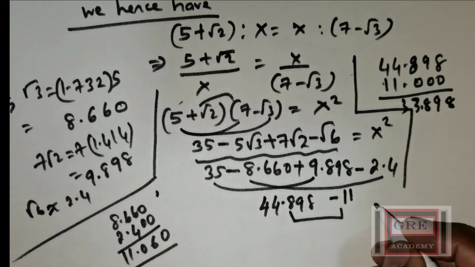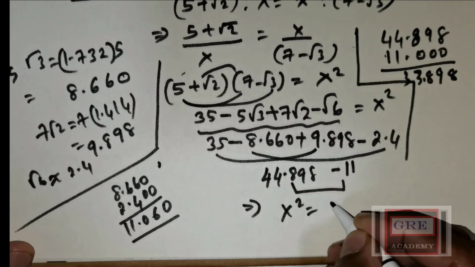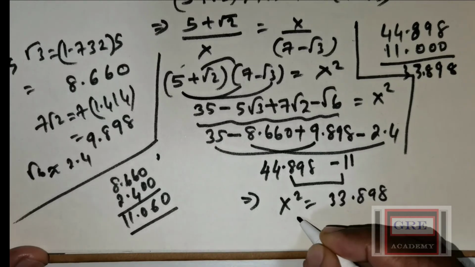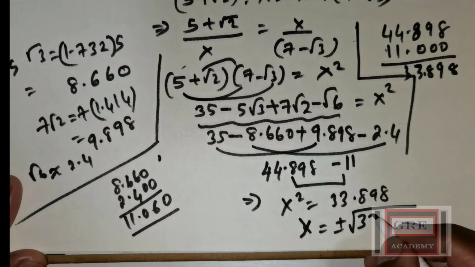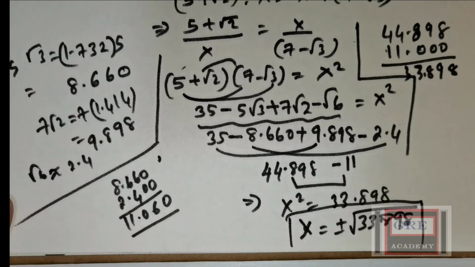So x² is going to be equal to 33.898. Therefore the value of x is going to be plus or minus the root of 33.898. So this will be the solution to this question.